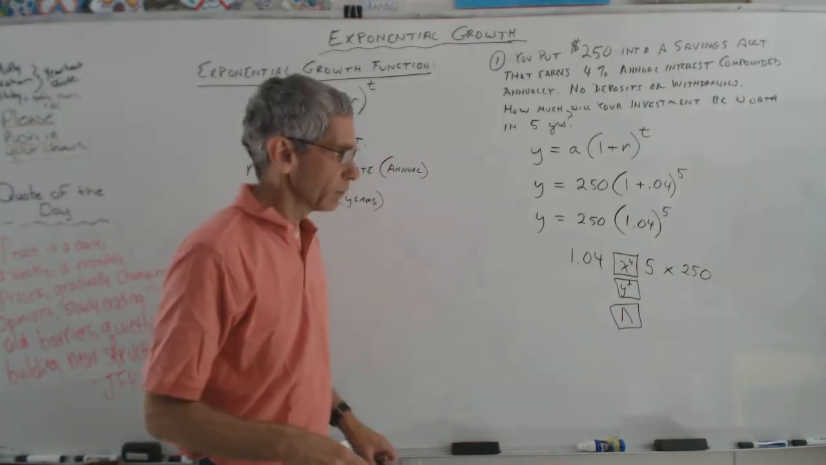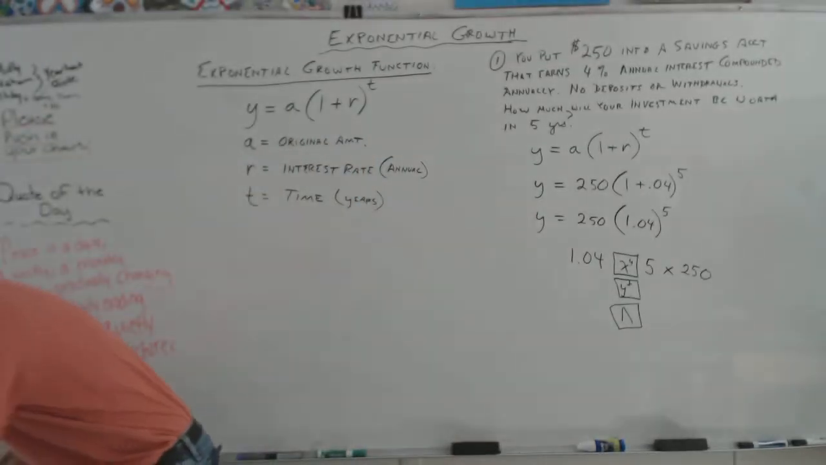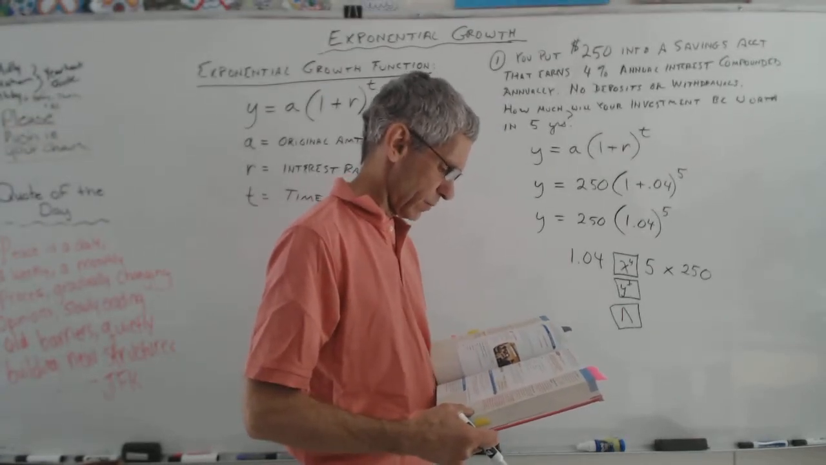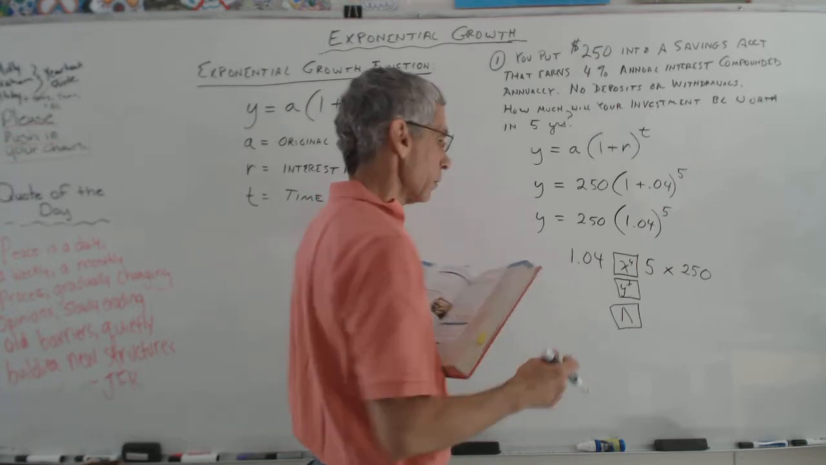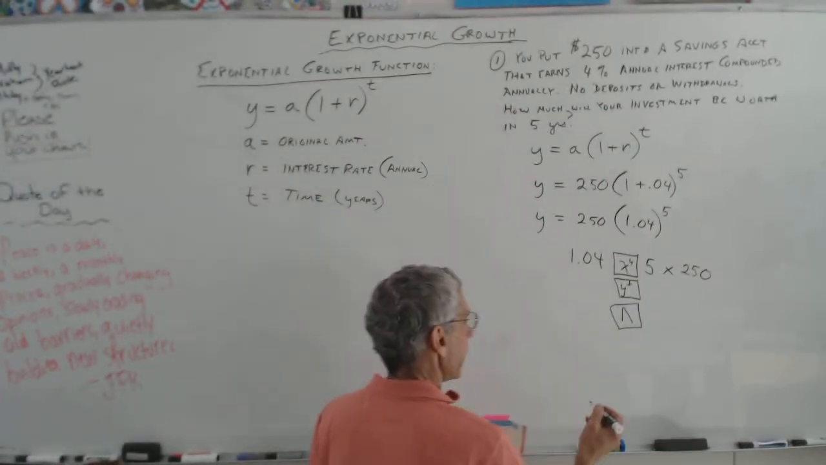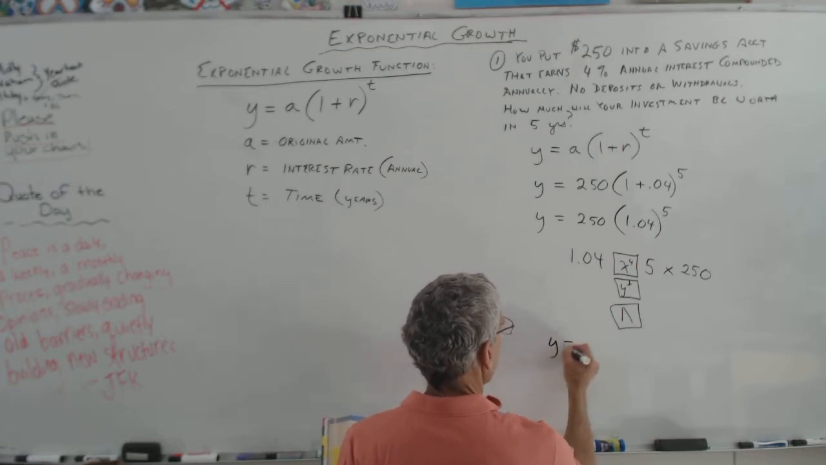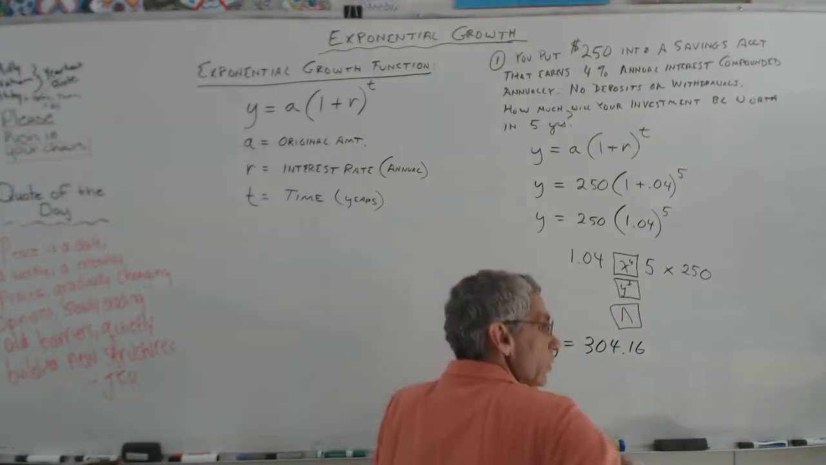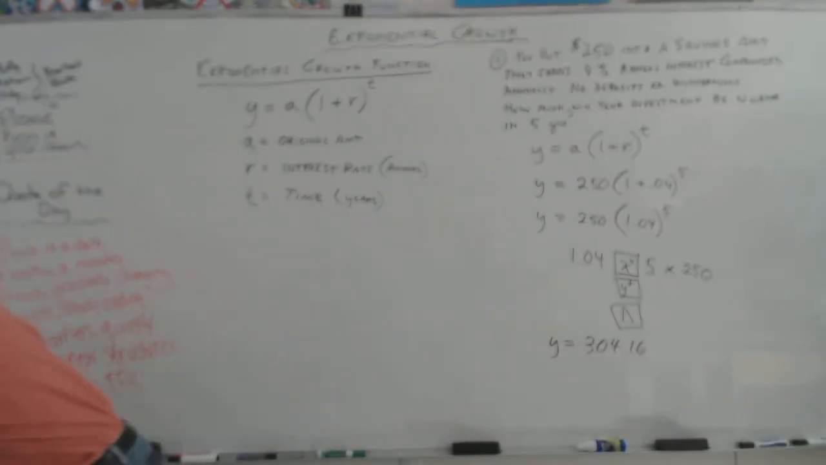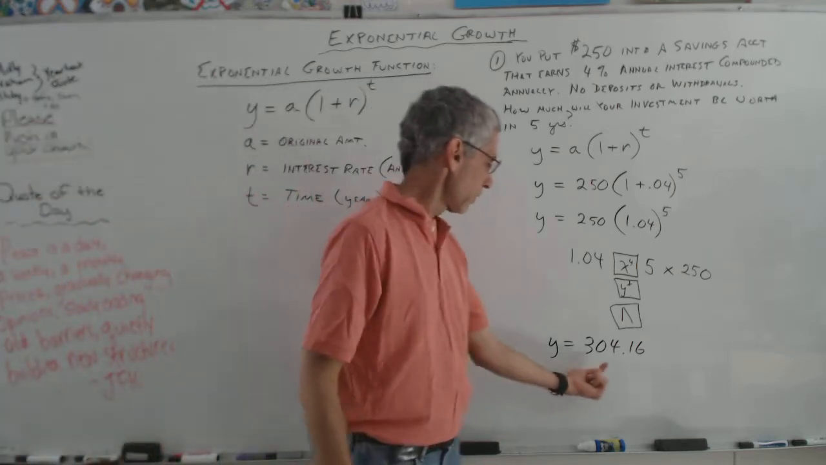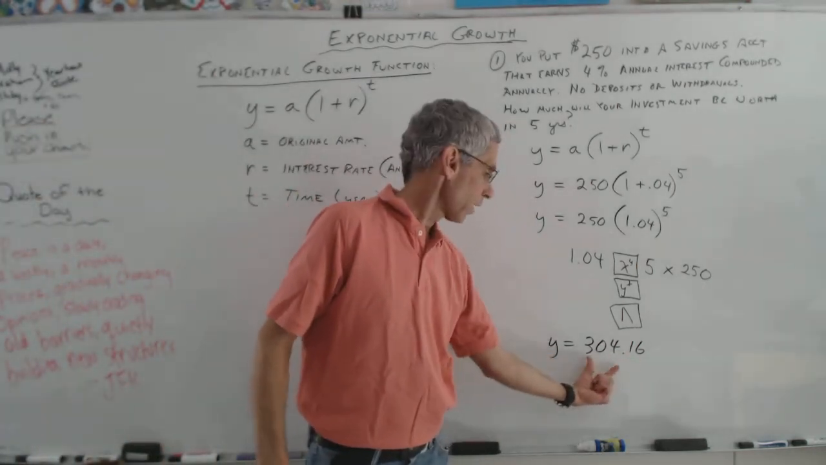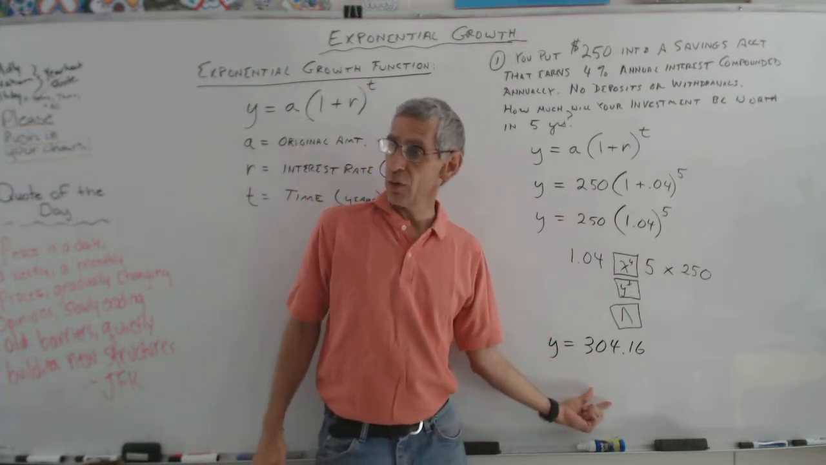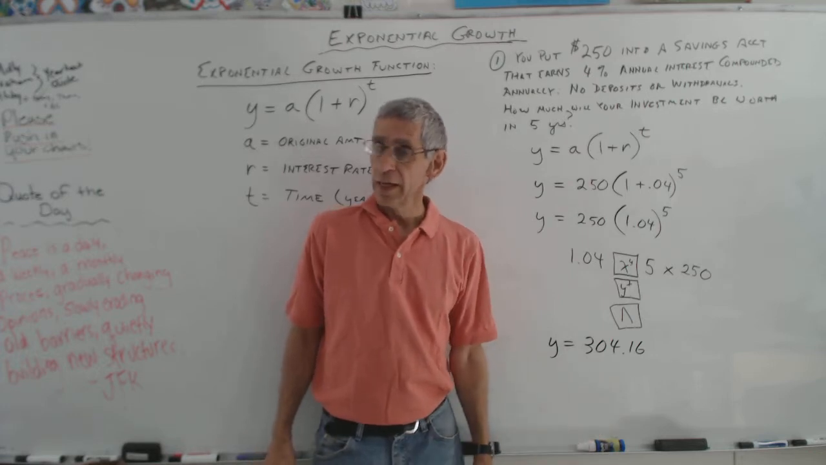So do we do that? And if you did that, I don't know the answer. Well, I guess I do. So y is equal to 304.163225. Okay, so I'm just going to round it because money doesn't go beyond the hundredths, right? So I'm just going to round it to $304.16. So in 5 years, my $250 raised $54.16.